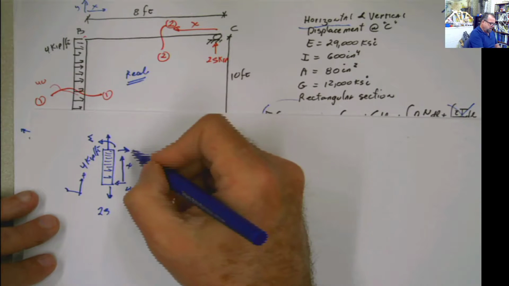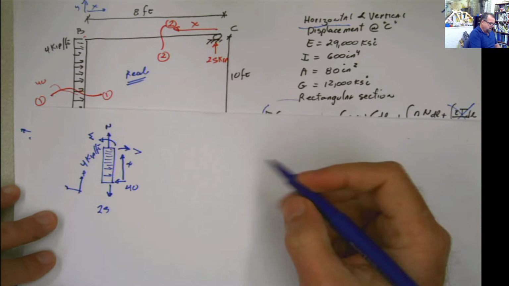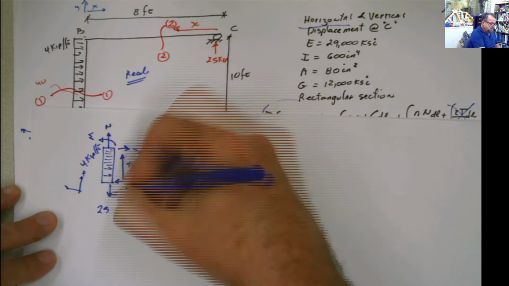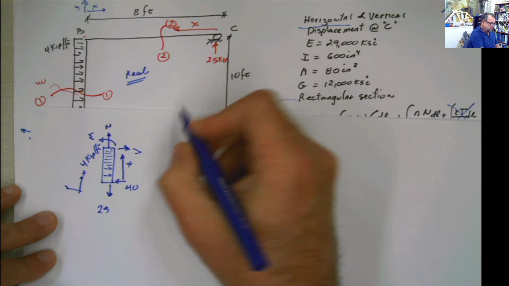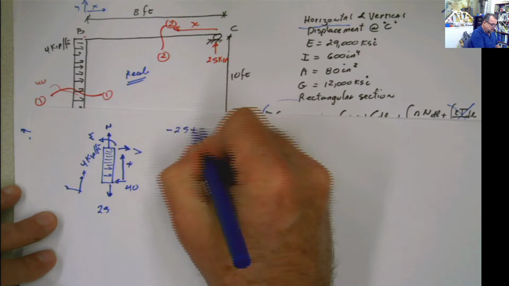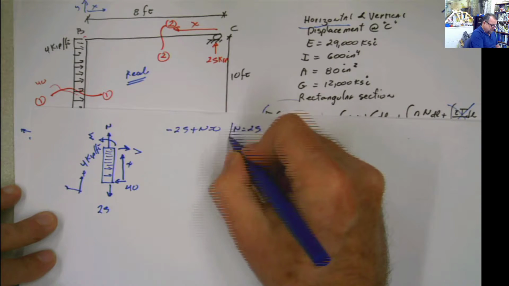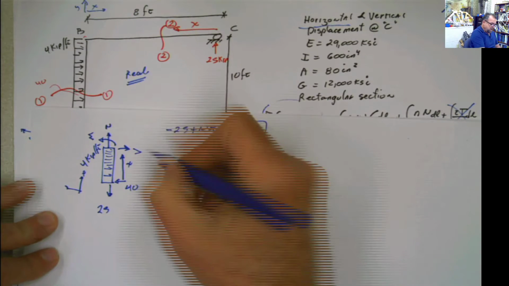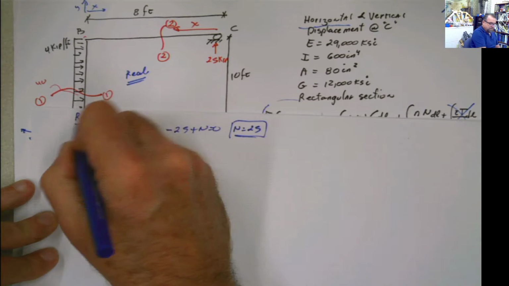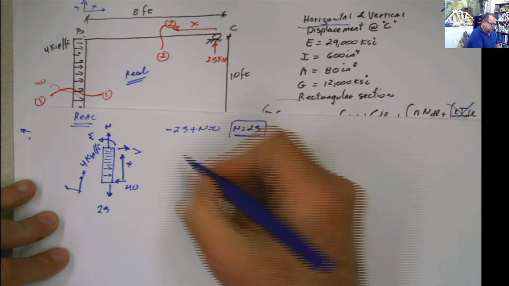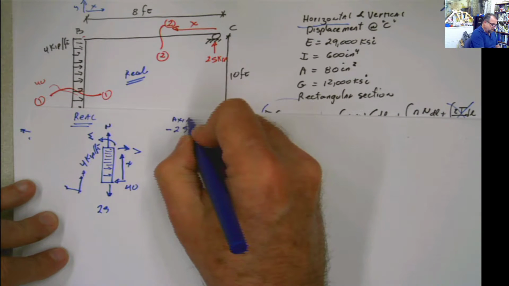What is our objective? Calculate this big N, this V, and this force. Summation of forces in the x direction, in this direction. This is the x direction for me. So you have negative 25 plus N equals 0, N equals 25. That is for the real structure. Now this is for the axial. That's what we did, axial.